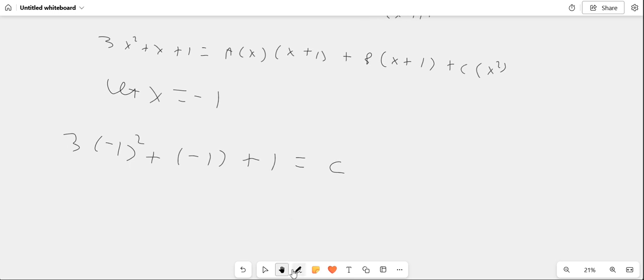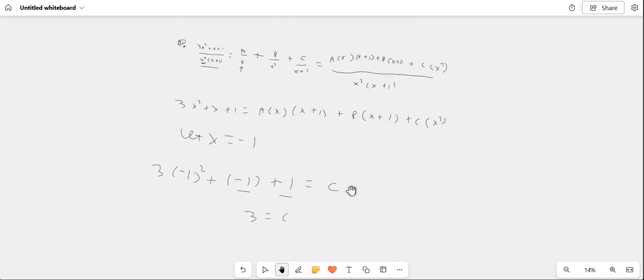So therefore, what have I got now here? Obviously, minus 1 plus 1 is going to make 0, yeah? 1 squared is 1. And so minus 1 squared is 1. That's obviously 3 times 1 is 3, so 3 equals C, yeah? So 3 is equal to C. So we got B and we got C now, yeah? How do we find A?